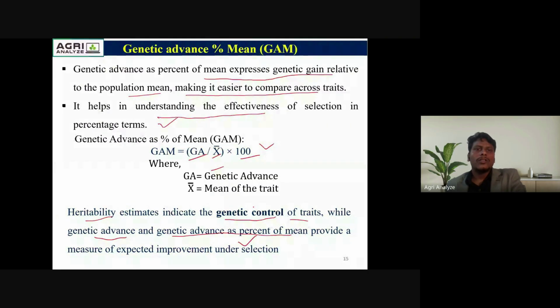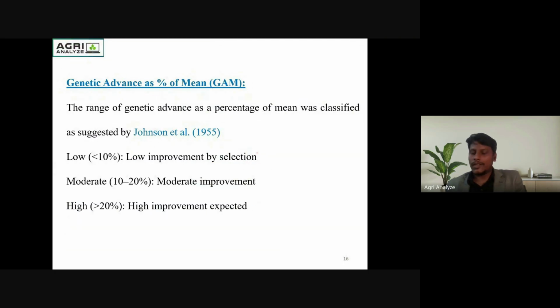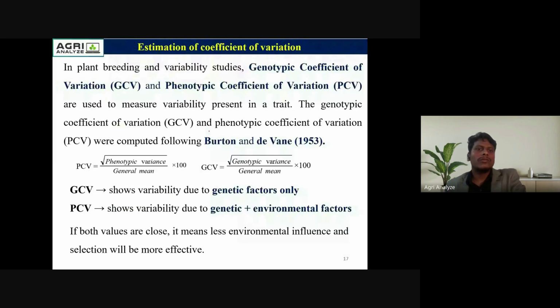Okay, so come to next. This is the genetic advance percentage mean, also suggested by Johnson et al. 1955. If it is less than 10%, it is considered low genetic advance. If moderate, 10 to 20%, it is considered moderate genetic advance. And if more than 20%, then it is considered high genetic advance.